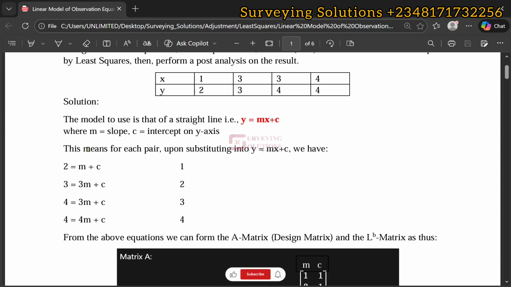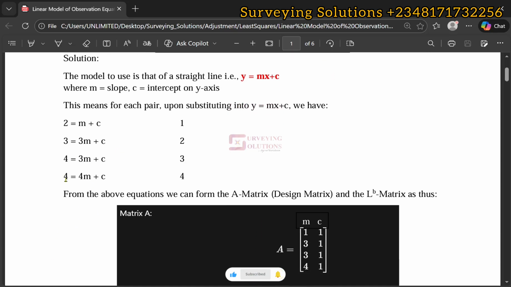If we do the substitution, when y is 2 and x is 1, we have 2 equals m plus c. Coming to the second pair, when y is 3 and x is 3, we have 3 equals 3m plus c. That's our second equation. The third equation, where y is equal to 4 and x is equal to 3, gives 4 equals 3m plus c, down to the fourth one.